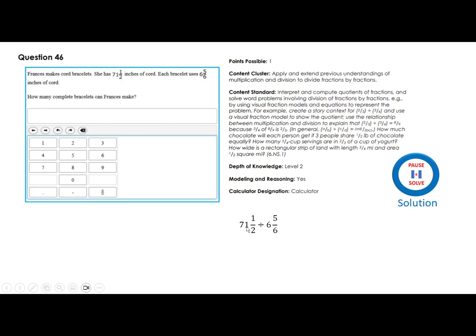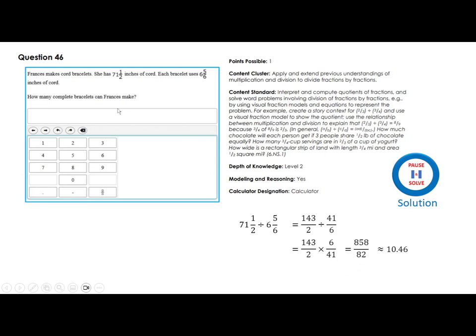Now, you can write those as equivalent improper fractions. This one here: 2 times 71 plus 1 over 2. The denominator does not change, okay? That's 2 times 71 is 142, plus 1 is 143. This one here, 6 times 6 is 36, plus 5 is 41 over 6. When you want to divide this, you flip this, and division becomes multiplication. When you multiply, you get 858 divided by 82. That's around 10.46.